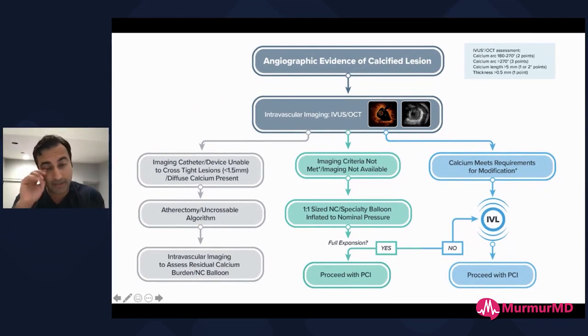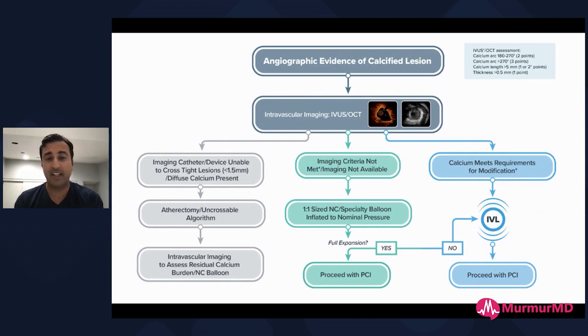In some of these cases, imaging criteria is not available. So if an NC balloon is able to expand in a 1-to-1 fashion, especially at nominal pressure, then okay, go ahead and proceed with PCI. But if your NC balloon has that dog-boning appearance, that's where you're likely going to need to deliver a Shockwave balloon. So you perform your lithotripsy and then proceed with PCI. I think this is a nice little algorithm for most folks.